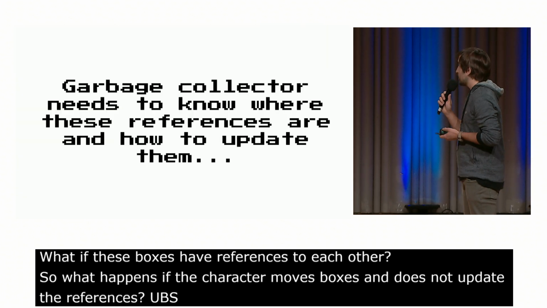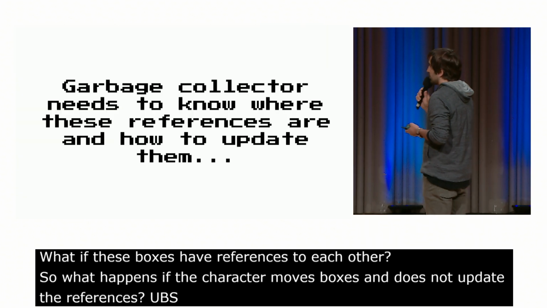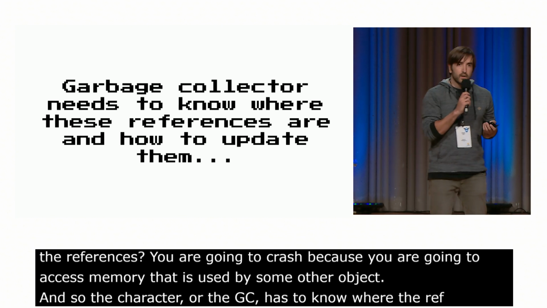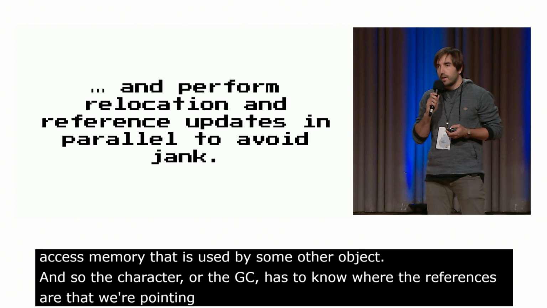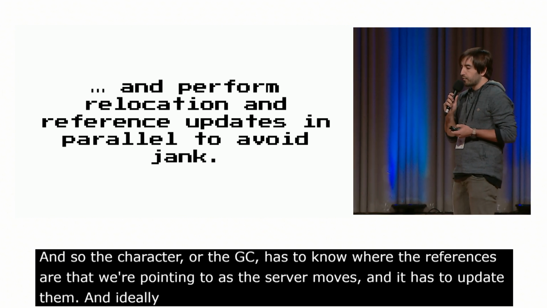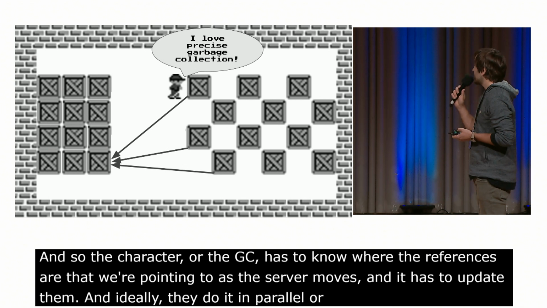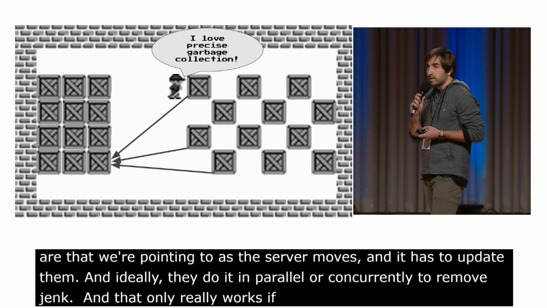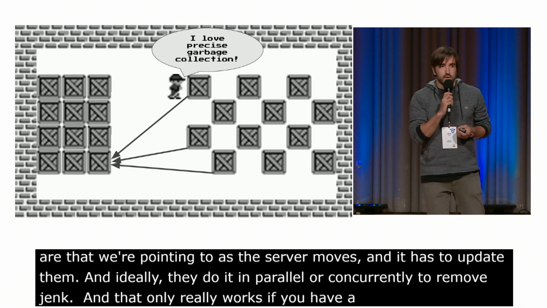So the garbage collector has to know where the references are that were pointing to objects that were moved, and it has to update them. Ideally it does that in parallel or even concurrently to remove jank. But that only really works if you have a precise garbage collector. Precise means we know exactly where all the references are.